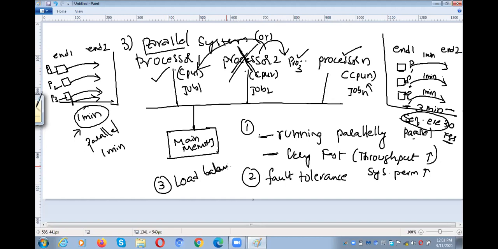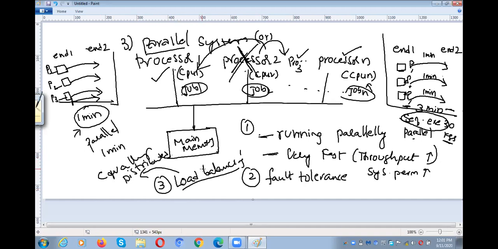Load balancing means, how many jobs do we have to do? Job 1, job 2, and so on, job n. We have multiple jobs. All the jobs are equally distributed to all the processors. That is called load balancing. Fault tolerance means if one processor fails, the job of this processor will be assigned to some other processor, maybe CPU 2 or CPU 3.